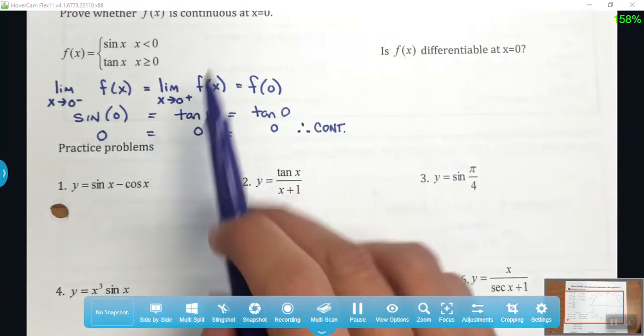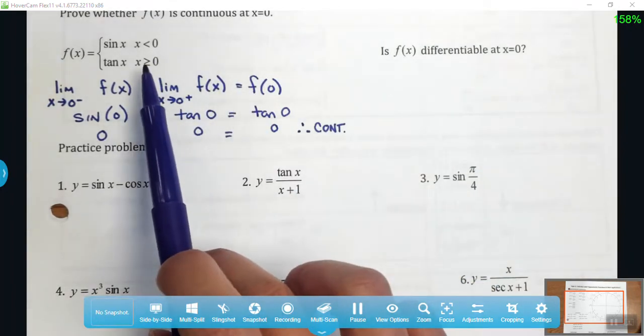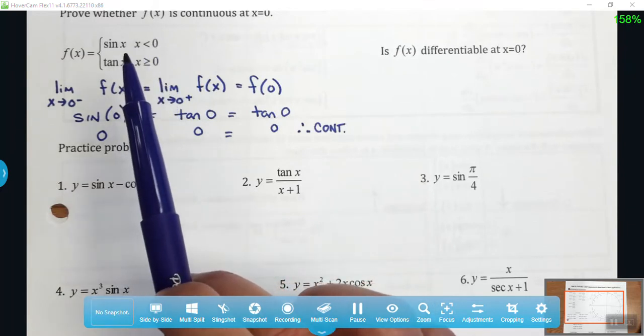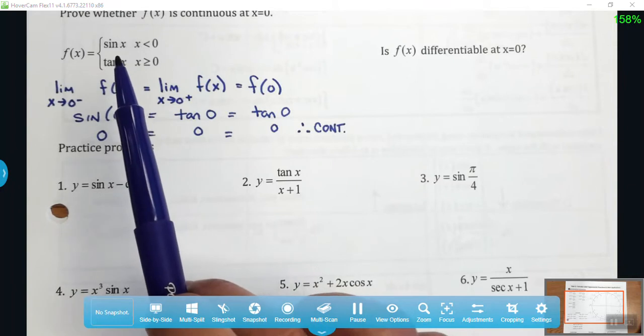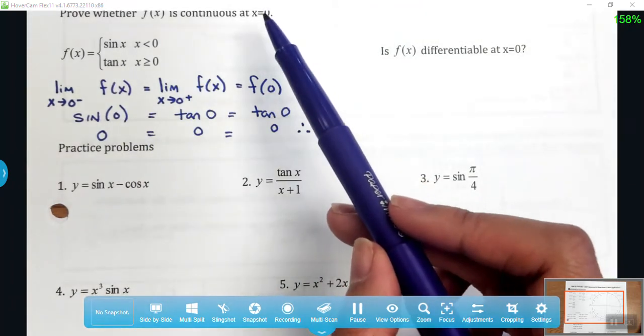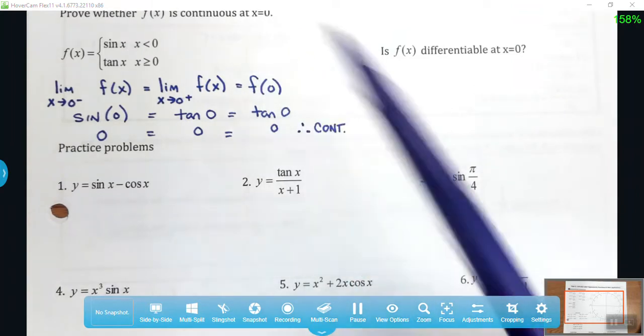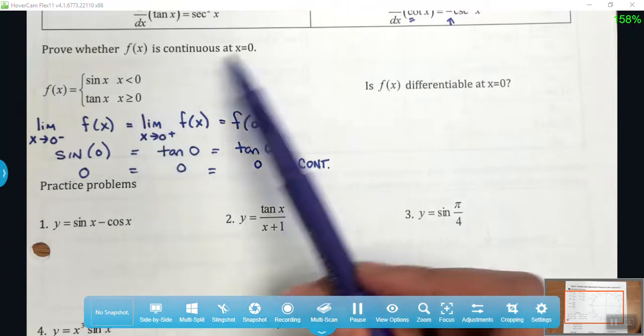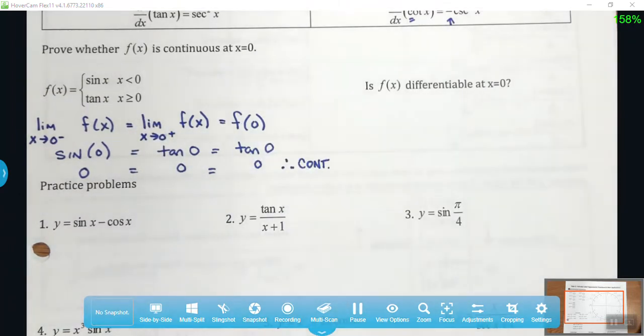Yeah, but I don't care. It's not continuous at pi. You're right. It's not continuous at pi over 2 and 3 pi over 2. But I only want to prove continuity at 0. Okay. So you're right. This function has discontinuities in it, but I'm only proving continuity at the one x value.